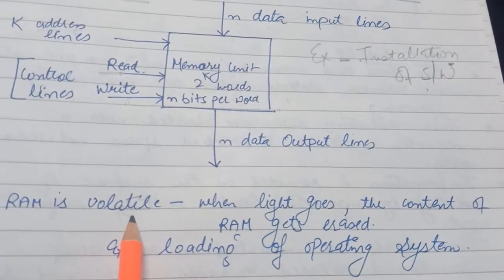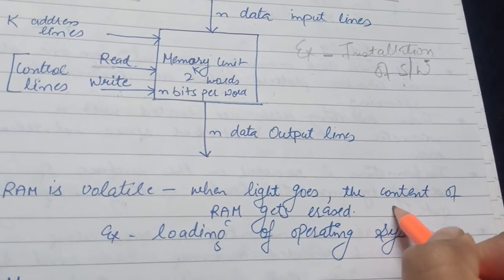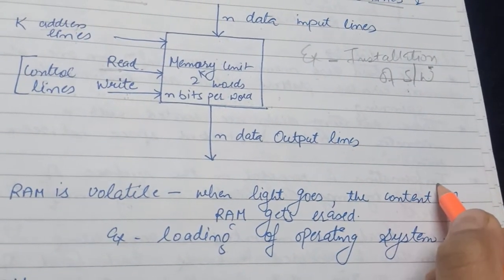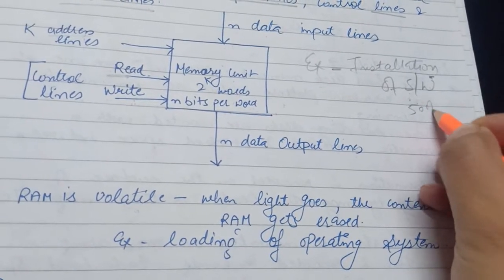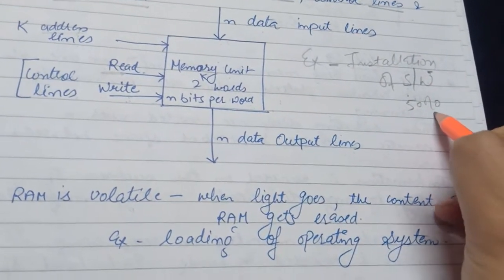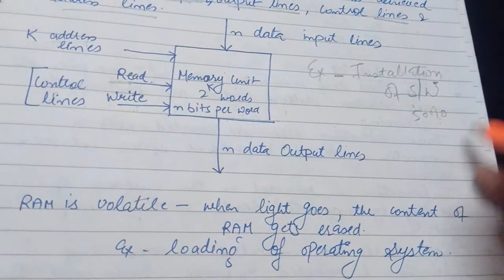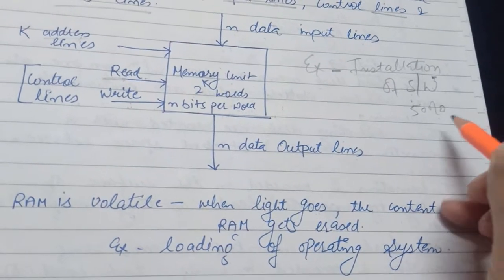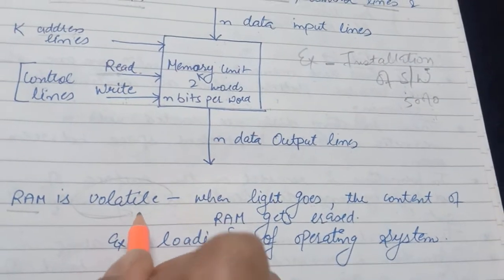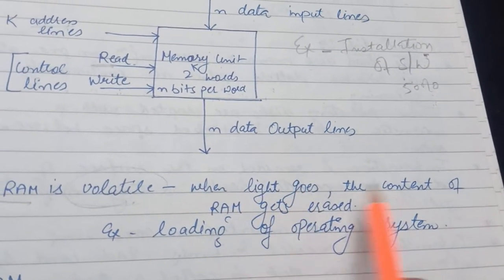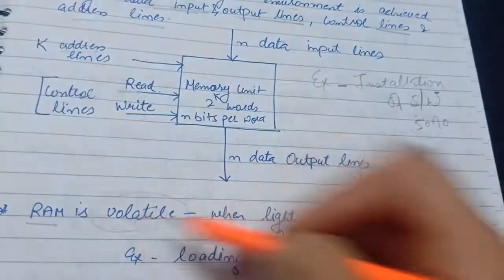RAM is our volatile memory, meaning whenever the system is shut down, or suppose you are working on a system, you are installing some software and the installation has completed 50%, and suddenly due to an electricity breakage your system shuts down, then this installation will not be completed. This is the major issue with the RAM, and this property is known as volatile. When the light goes, the content of RAM gets erased. So this is the working of RAM.